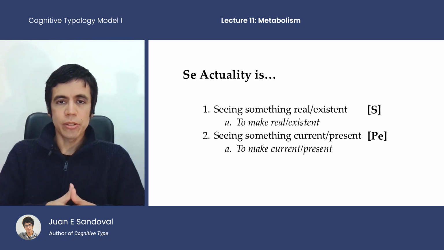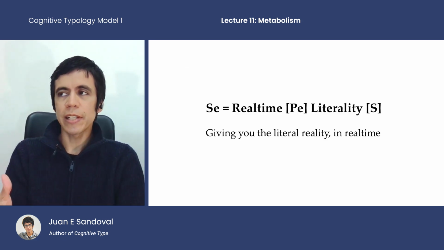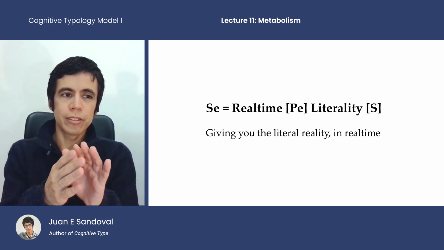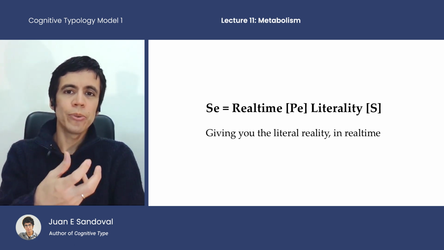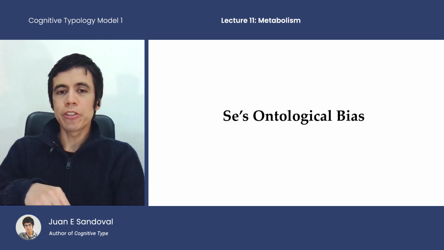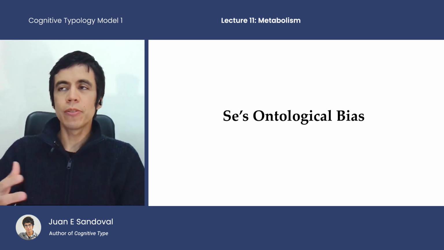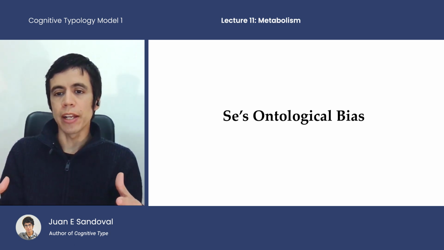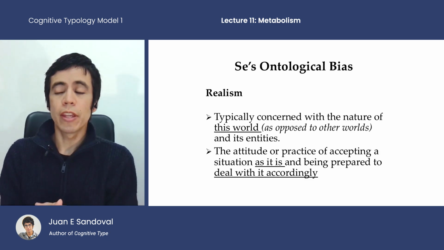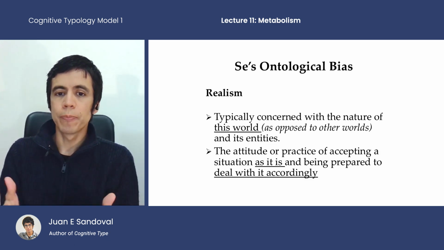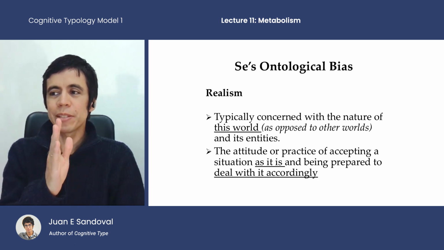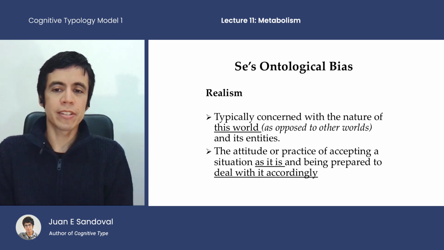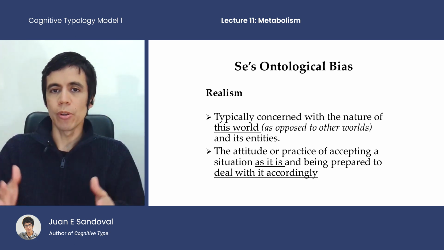Because here we see the core essential elements of SE all expressed. And this makes sense when you consider that a different way to describe SE would be as real-time, that's PE, literality. So real-time literality is giving you the literal reality in real time. Now, just as with all the 8 functions, each one tends to look at information through a different philosophical viewpoint, right? A kind of ontological bias. And with SE, as you might have guessed, this inclines it towards the philosophy of realism. Now, for those philosophers in the room, I don't mean realism in the mind-body problem sense, but in the other sense here on screen, where SE typically concerns itself with this world as opposed to other worlds or hypothetical worlds.